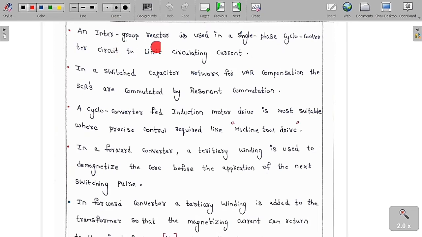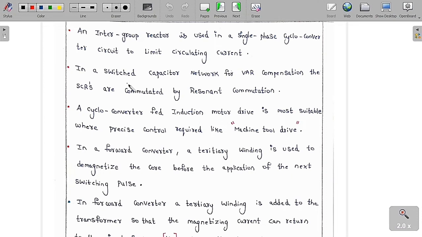An intergroup reactor is used in a single phase cycloconverter circuit to limit the circulating current. So if you want to limit the circulating current in a single phase cycloconverter, then you have to use the reactor.